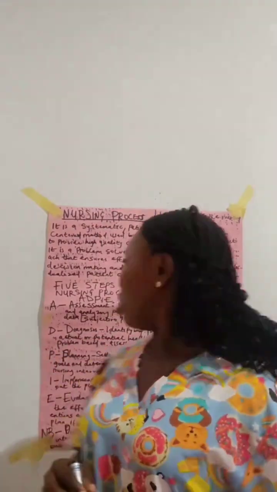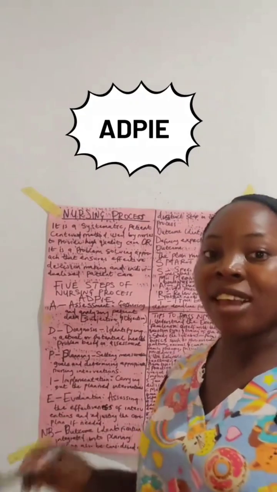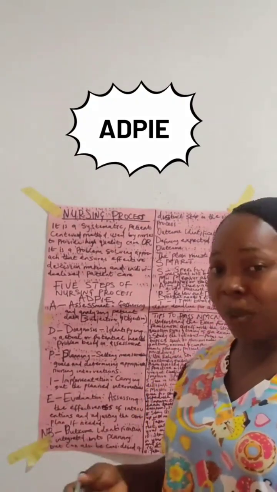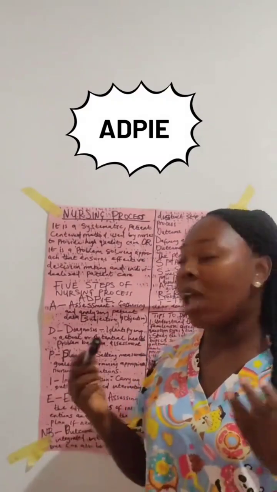We have 5 steps of nursing process. You can remember it with ADPIE. A stands for assessment, D stands for diagnosis, P stands for planning, I stands for implementation, E stands for evaluation.